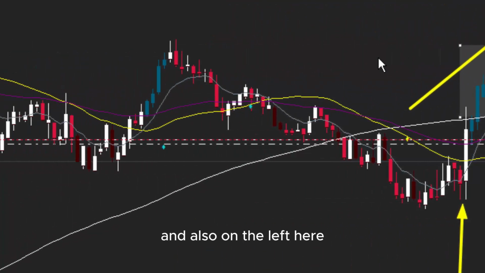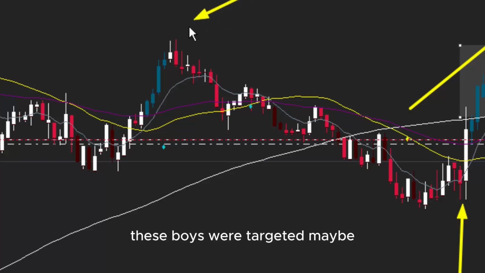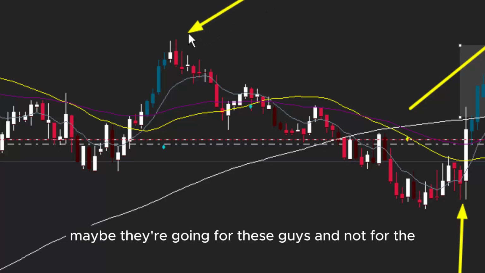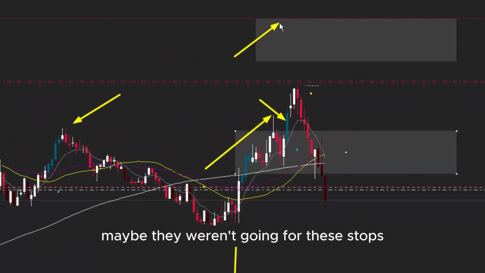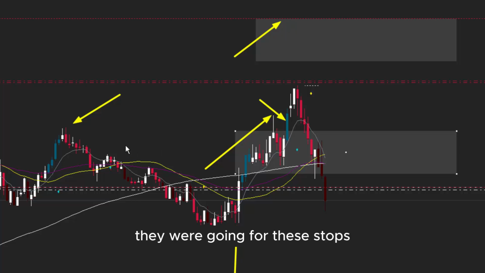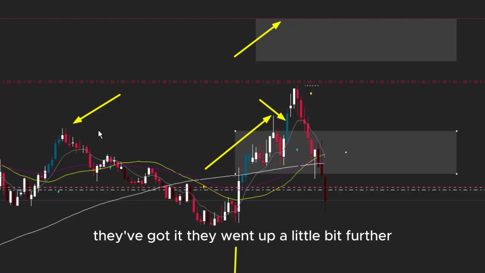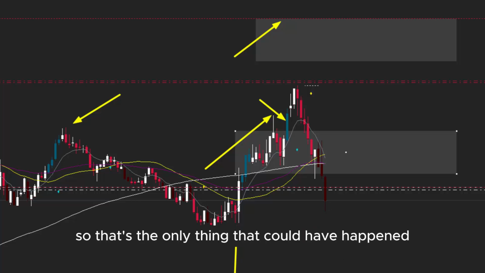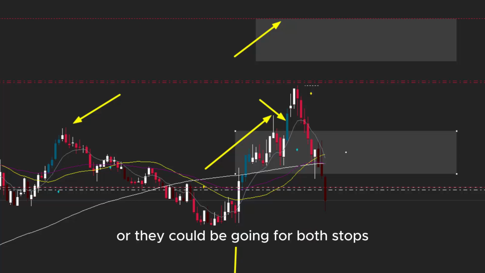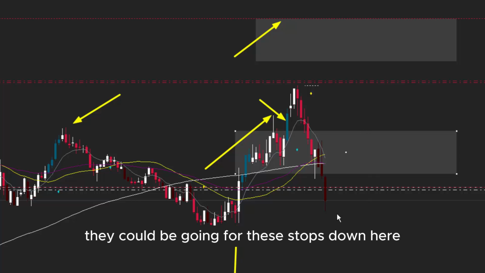And also on the left here, these boys were targeted. Maybe they're going for these guys and not for that big potential that we saw earlier up here. Maybe they weren't going for these stops. They were going for these stops. So if they've got those stops, they've got it. They went up a little bit further, and then they're coming back down. So that's the only thing that could have happened. Or they could be going for both stops. We don't know. These people are crazy. They could be going for these stops down here.